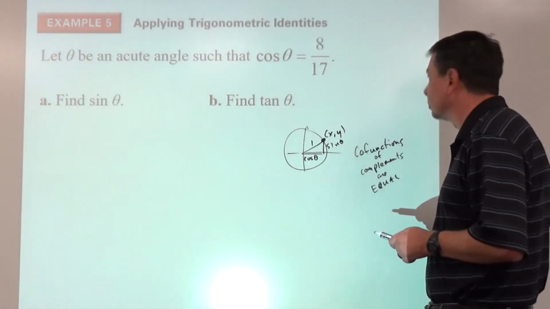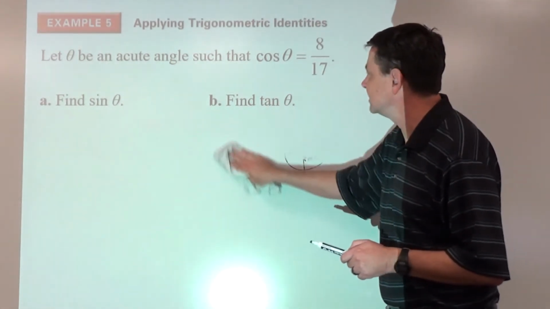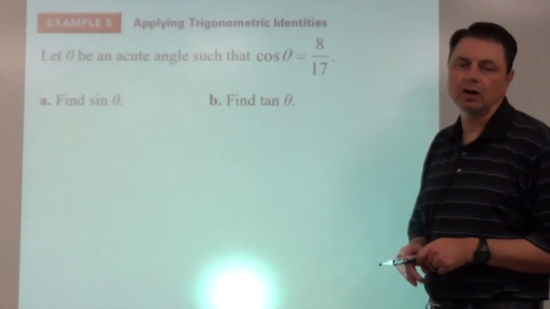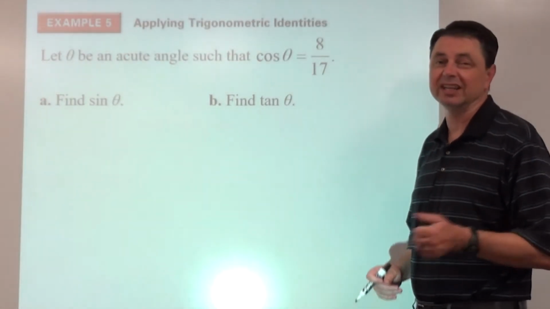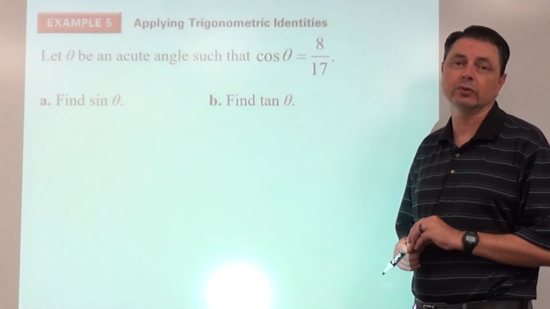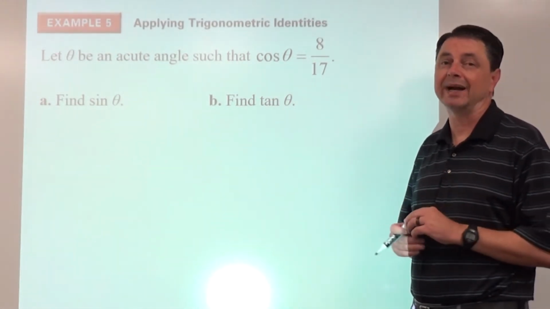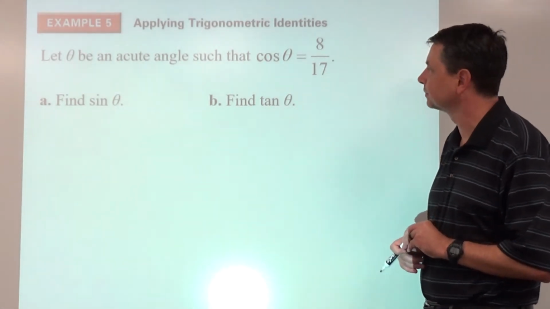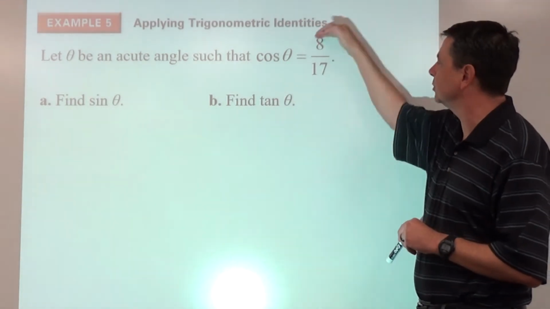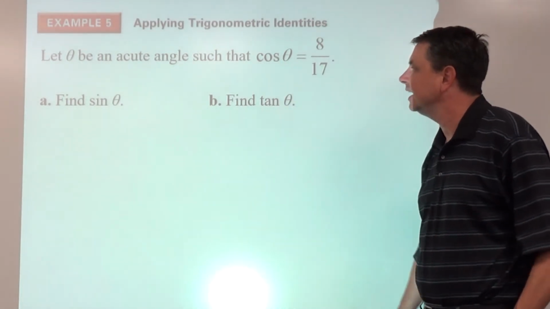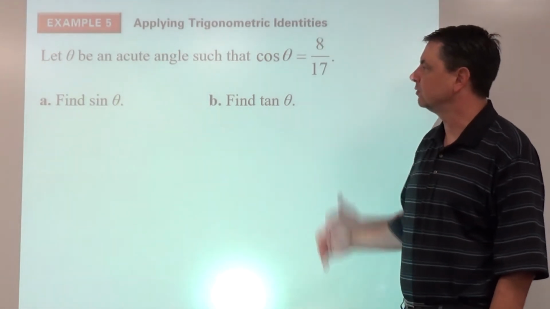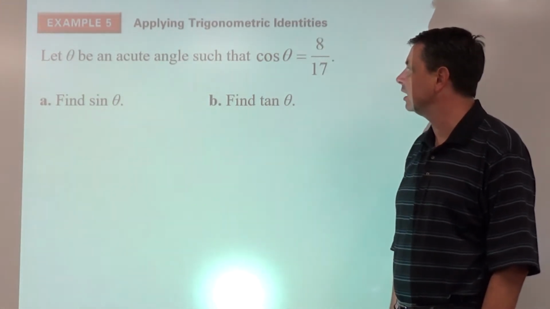All right, example number 5, applying trigonometric identities, the ones we were just looking at, that can often be found in the book itself, either in this part of section 4.3 or possibly at the front or back covers. We are given an angle where cosine of theta is 8 over 17. It is an acute angle, so we're talking about a physical angle. Part A, find sine of theta.